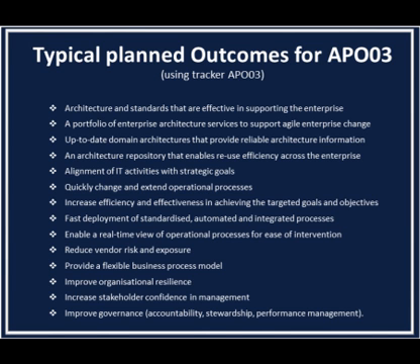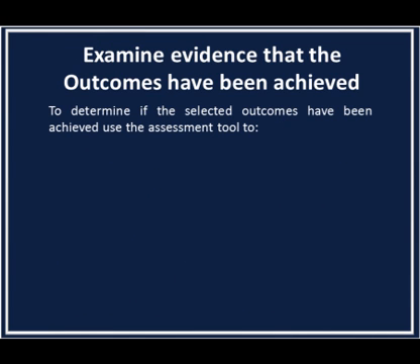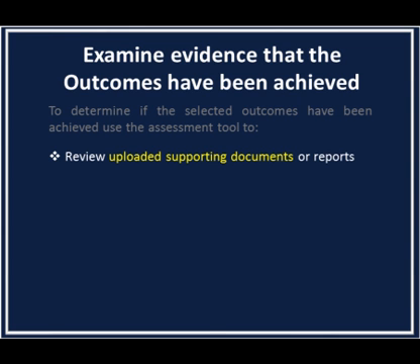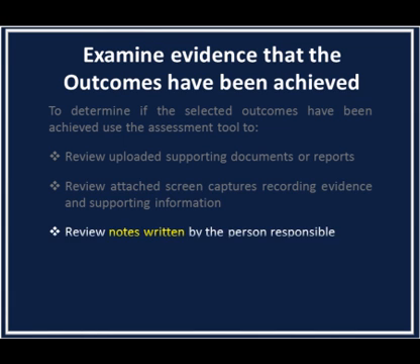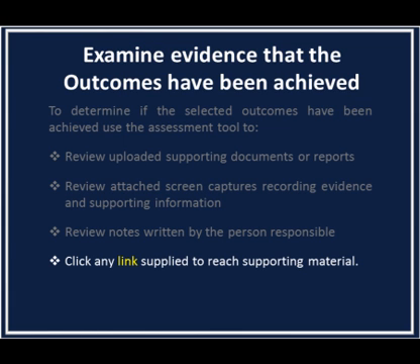Typical planned outcomes for APO03 Managed Enterprise Architecture are listed. Examine evidence that the outcomes have been achieved. To determine if the selected outcomes have been achieved, use the assessment tool to review uploaded supporting documents or reports, review attached screen captures recording evidence and supporting information, review notes written by the person responsible, click any links supplied to reach supporting material.